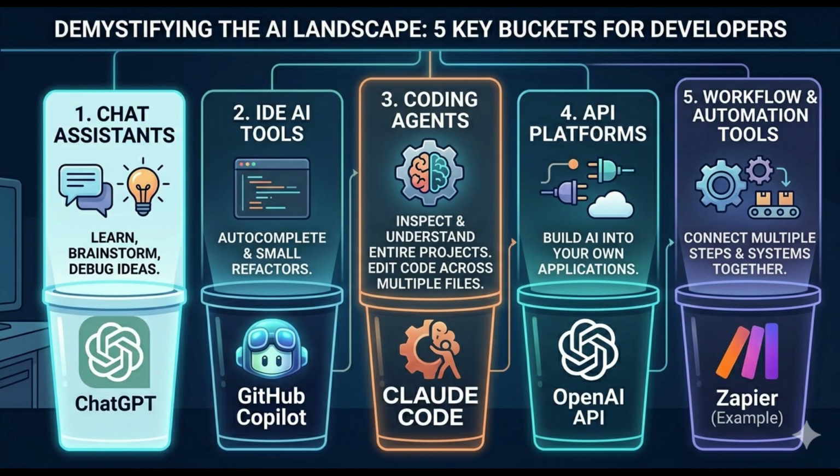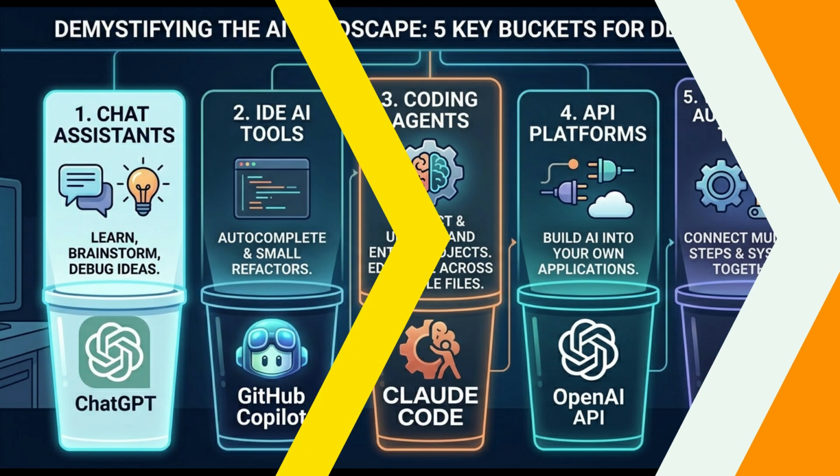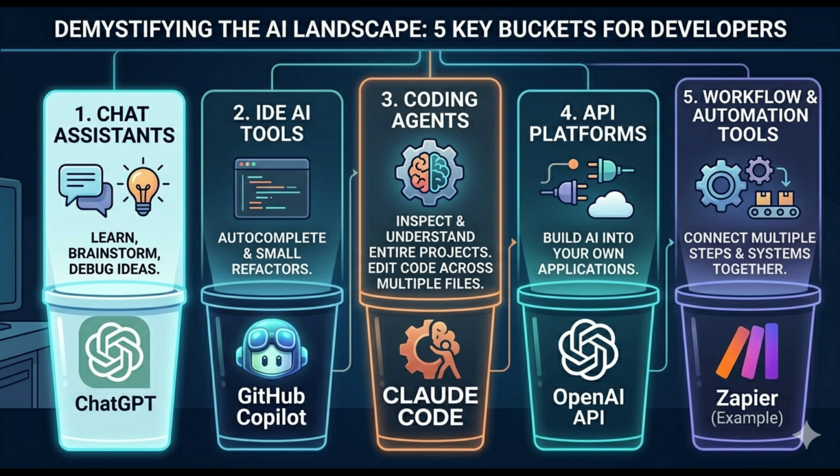Fourth one is the API platform. These matter when you want to build AI into your own application. And last but not least, the fifth one is the workflow and automation tools. These help connect multiple steps and systems together.